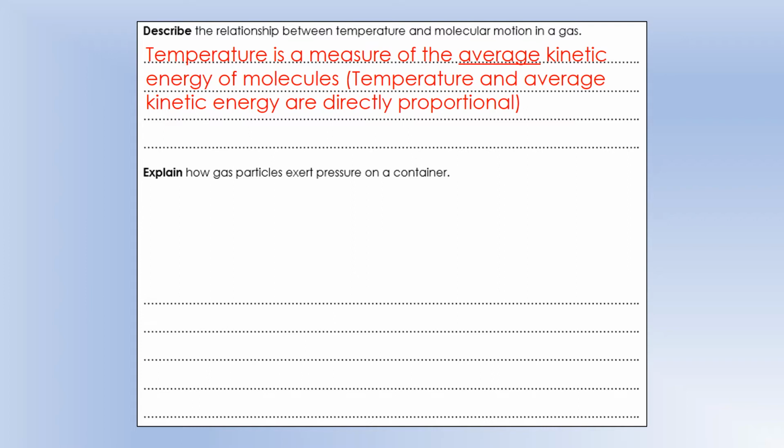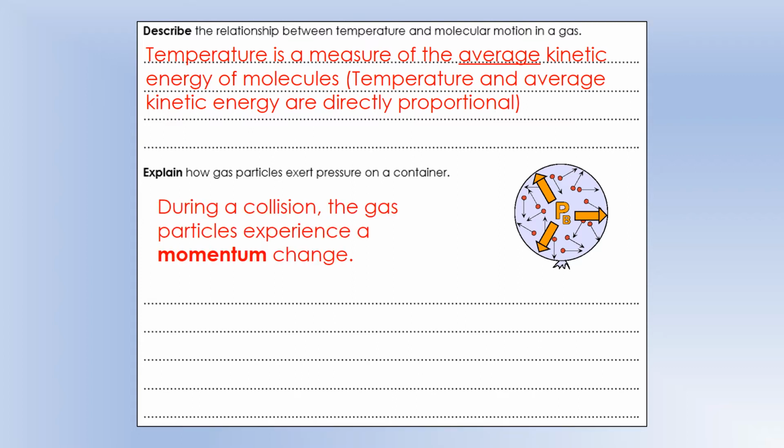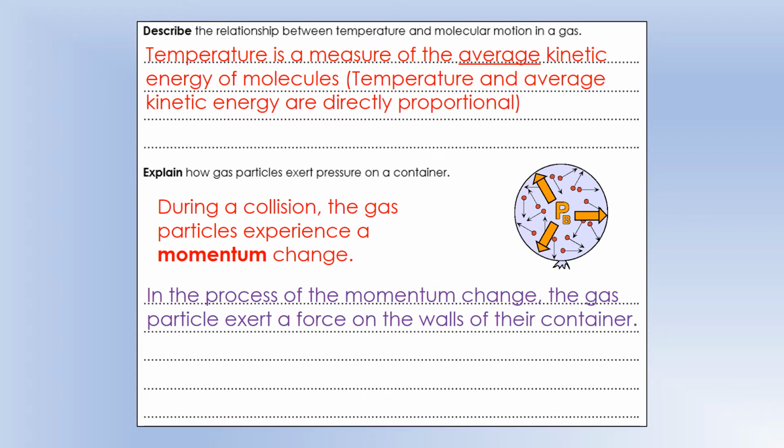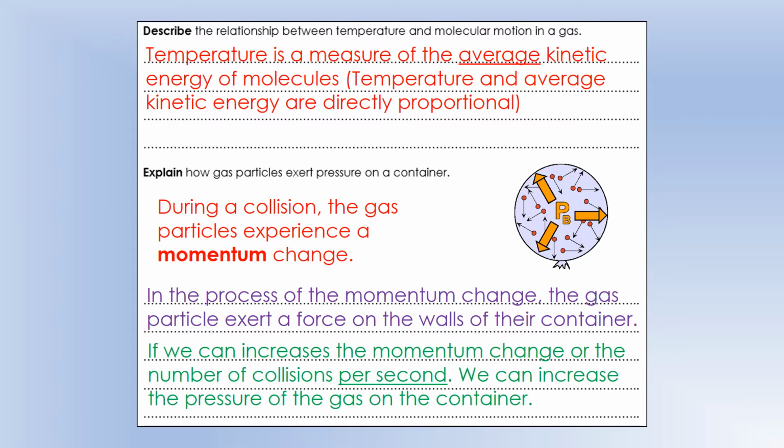So explain how gas particles exert pressure on a container. Well, what's important is the collisions between gas molecules and the container. During a collision, the gas particles experience a momentum change because their direction changes. And in the process of a momentum change, the gas particle exerts a force on the walls of a container. So if we can increase the momentum change during a collision, or if we can get more collisions per second, we can increase the pressure of the gas.